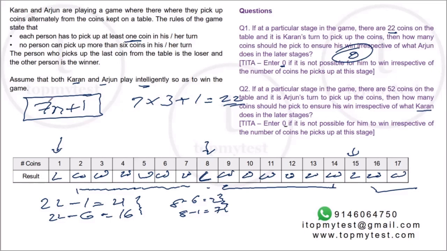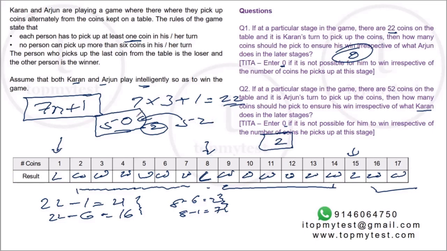52 coins, closest multiple of 7 is 49. 49 plus 1 is 50. So Arjun's aim is to put Karan at 50. You right now have 52 coins. Can you put him at 50? You have to pick 2 coins. Possible? That's your answer. 2 will be your correct choice.